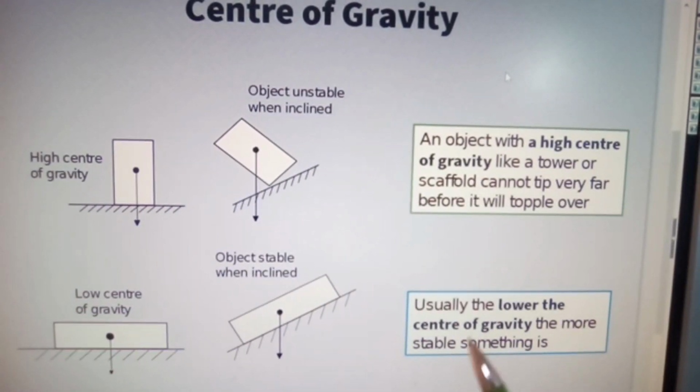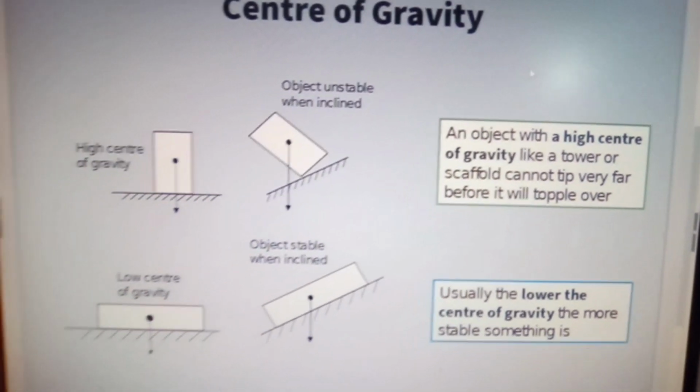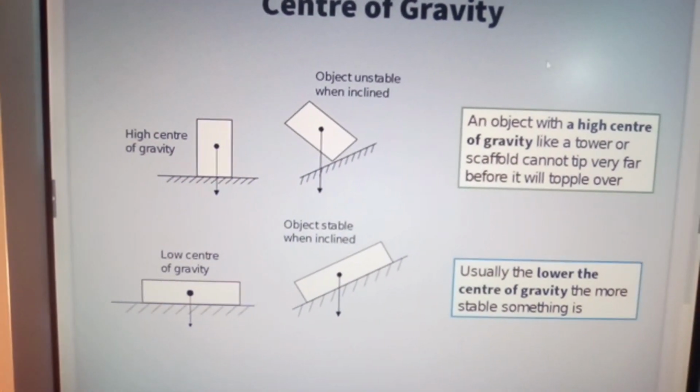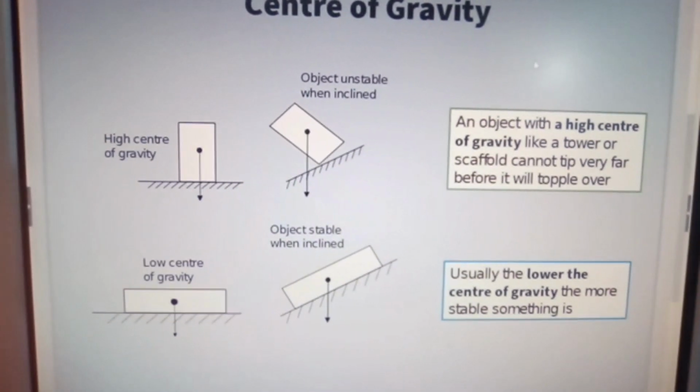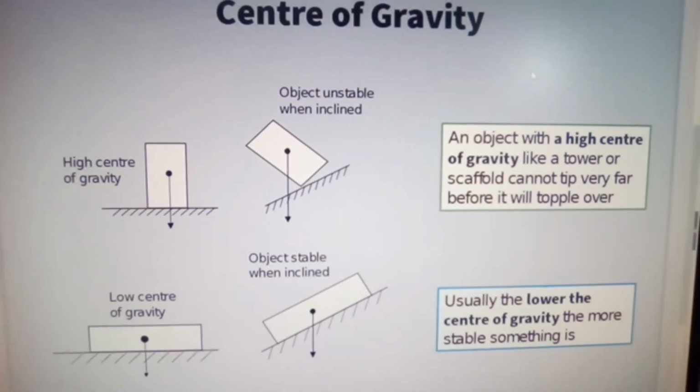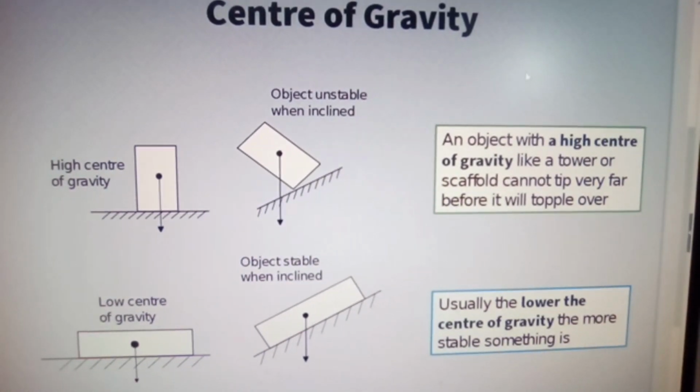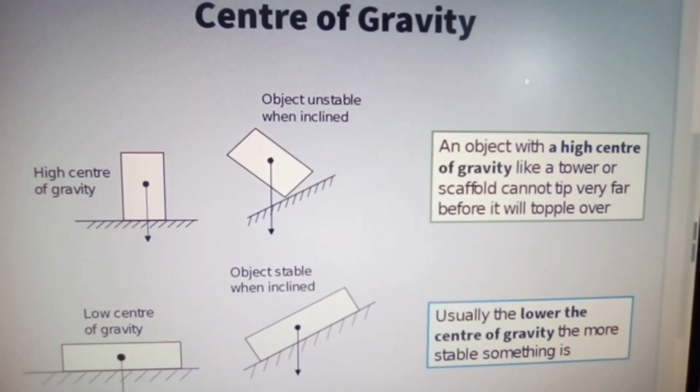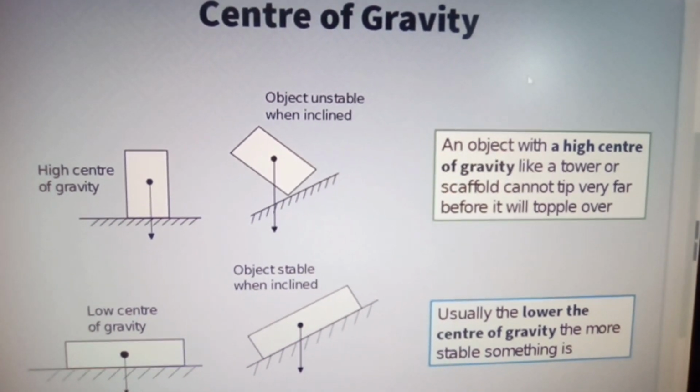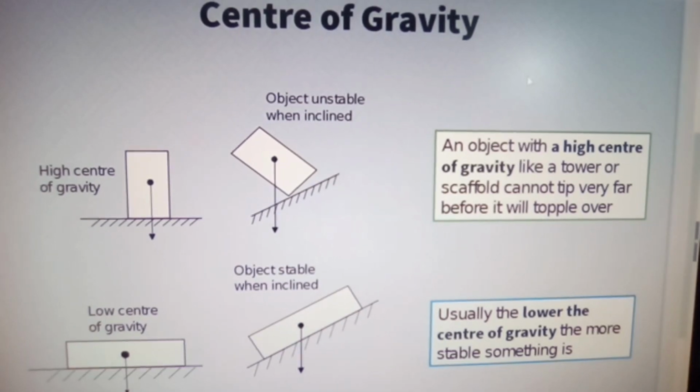Usually the lower the center of gravity, the more stable something is, okay? So imagine a bus, for instance. The bus has got a low center of gravity. That's why it doesn't topple over when it's going around a corner to any degree, provided it takes the corner at a reasonable speed, okay?